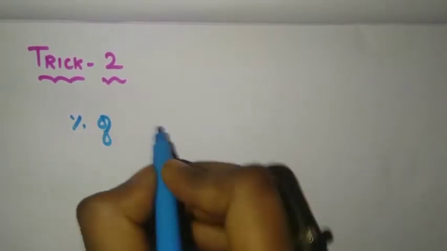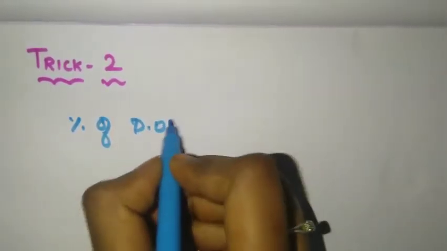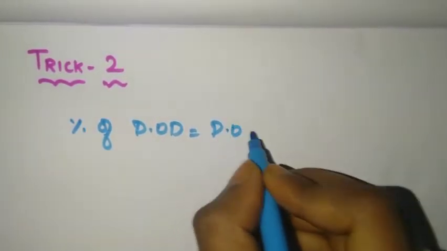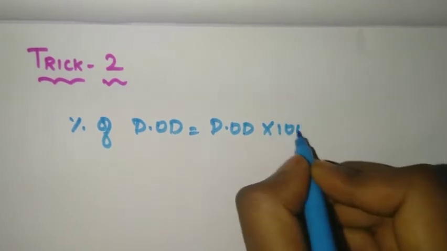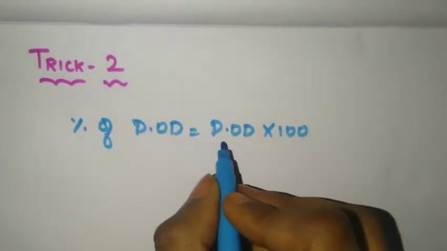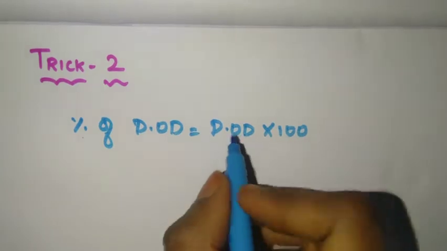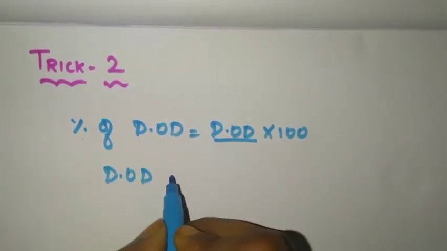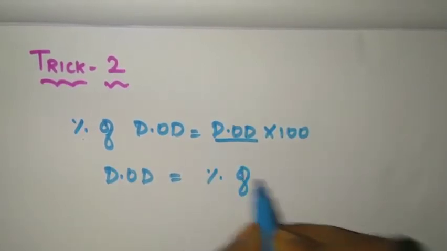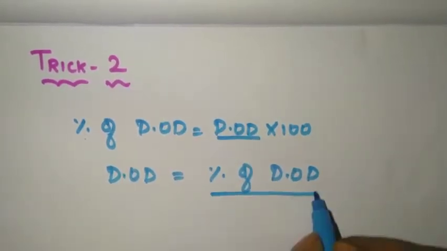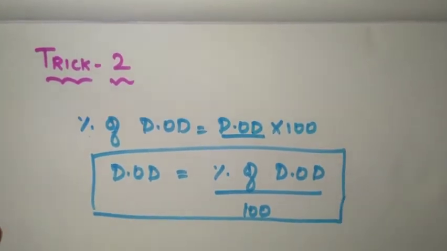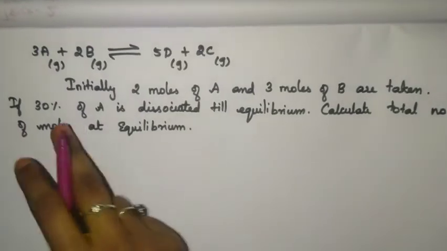The second trick is the percentage of degree of dissociation. The formula for percentage of degree of dissociation is degree of dissociation into 100. So if you are asked for the degree of dissociation, what you are going to do is: degree of dissociation is equal to percentage of degree of dissociation by 100. So it is the tricky formula. For trick number 2, we are going to discuss the questions.